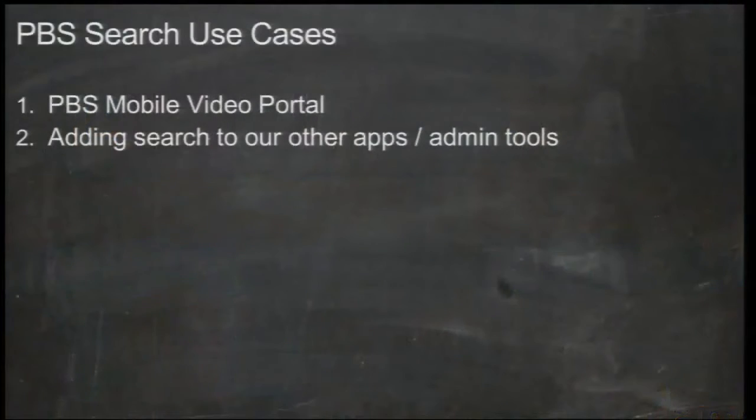So, essentially, the two main use cases that we had were, first of all, we were working on our mobile video portal, which is a responsive website trying to take advantage of all the new platforms out there. And the search that we had, well, I can get into the details of that, but essentially, we had the new video portal we wanted to get search on, and then we also wanted to get a solution that we could add search to all of our applications at PBS. So we have a lot of one-off applications, and we wanted to find an easily plugged-in search solution for all of our apps.